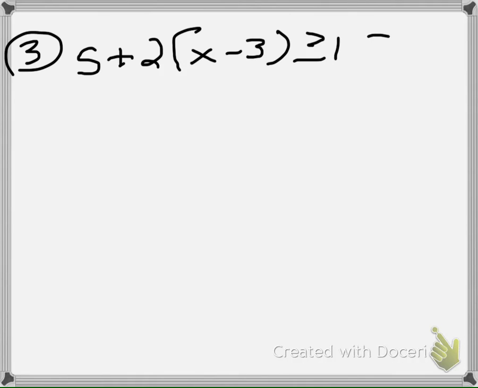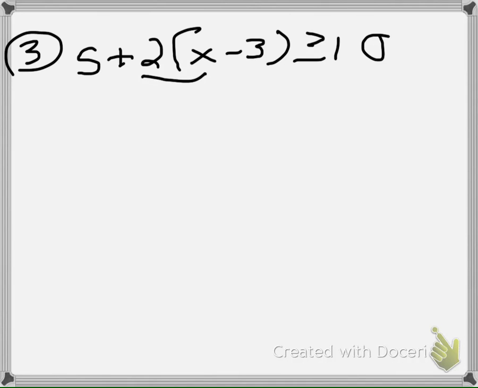Number 3. Don't forget to number your paper here. 5 plus 2 times the quantity, x minus 3, is greater than or equal to 10. Copy the problem down, do the problem, and then turn the video on and check.